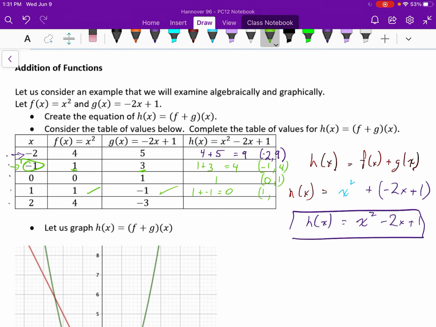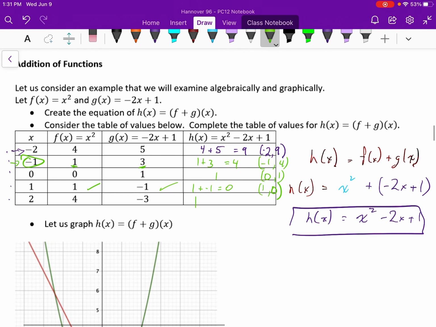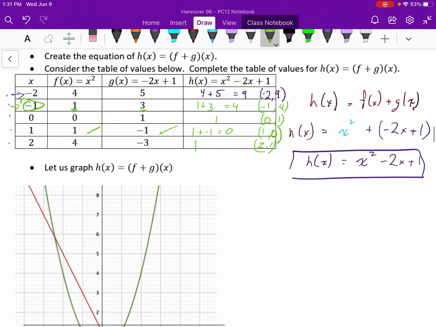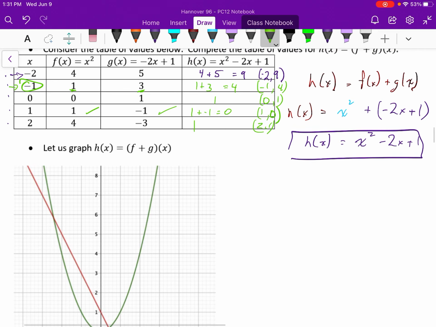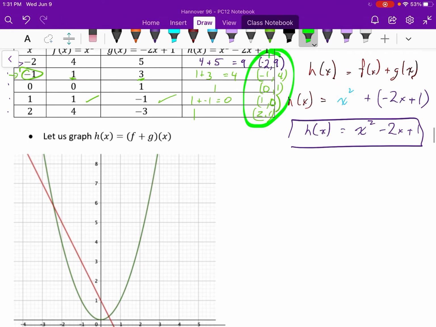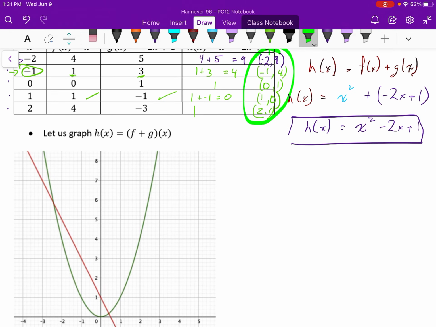If I add the y values for f and g, I get f plus g is equal to 0. So I have the point 1, 0. And there we have it. That's all there is to it. So we maintain our x values and we add the y values. And if you want, we just simply plot these points and we will get the shape of our graph.